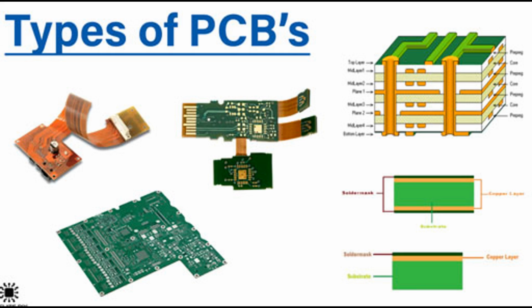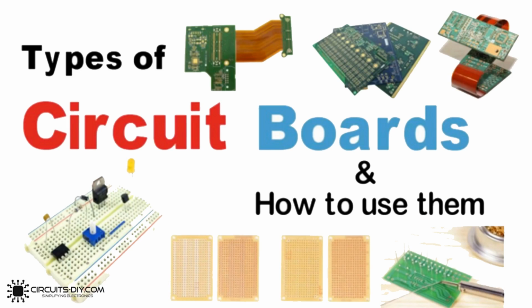FR4 is a widely used substrate material made from layers of fiberglass cloth bonded together with epoxy resin. FR4 is known for its excellent electrical insulation properties and mechanical strength. FR1, FR2, FR3: these are older and less common substrate materials compared to FR4. They are similar to FR4 but may have different properties.